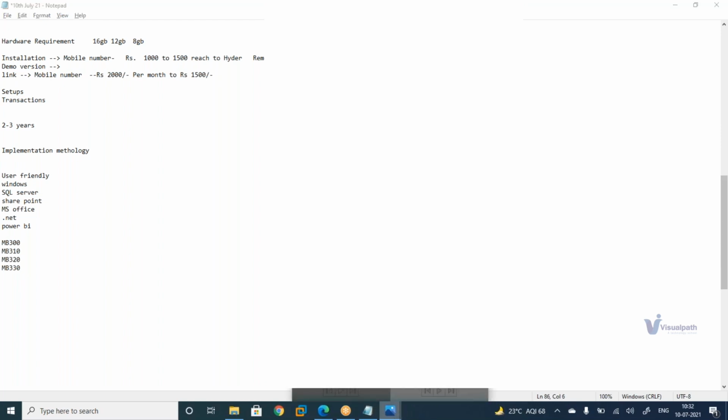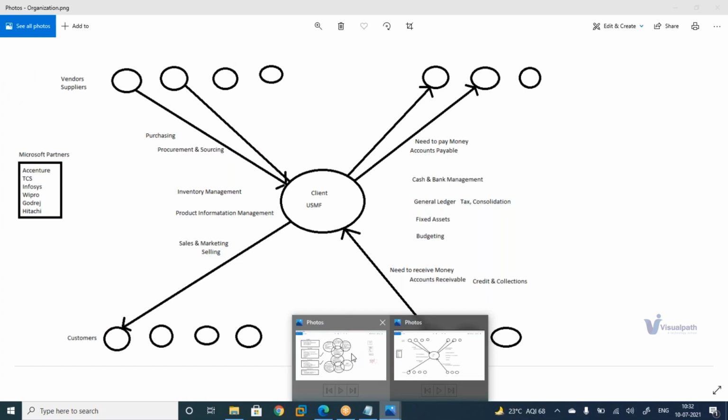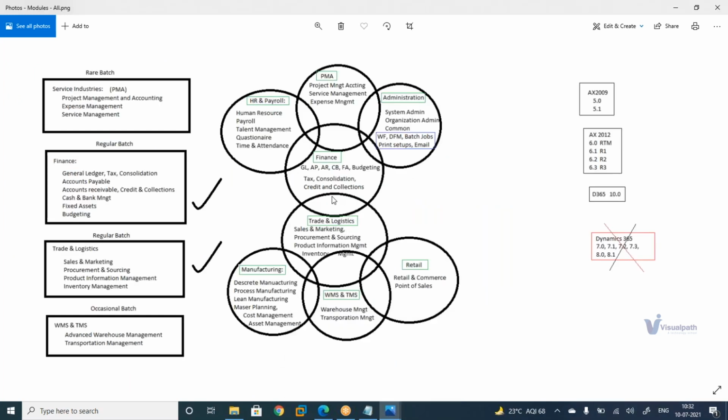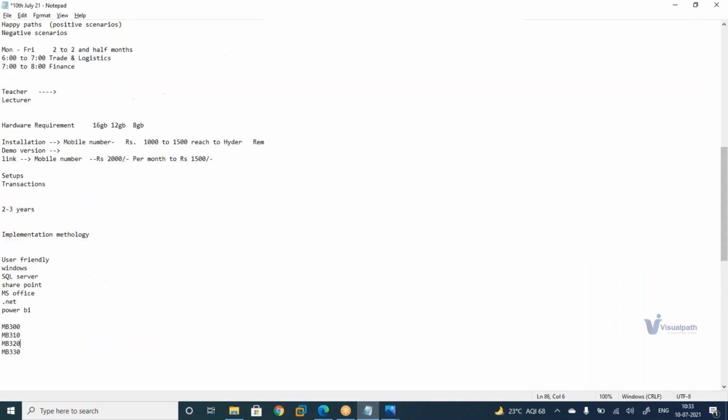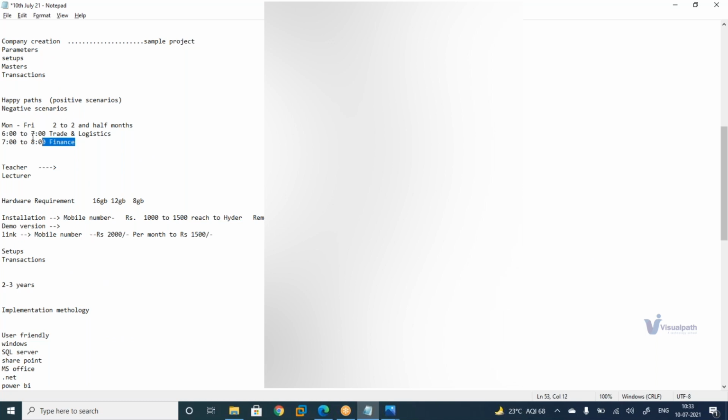The reason for the overlap is that sometimes I need to cover both batches. Some topics, the finance consultant should learn, and some topics the T&L consultant should learn in finance. So for around 7 to 8 days, I will combine both batches, 7 to 8 and 8 to 9. It will be continuous, 6 to 8, for 2 hours for around 7 to 8 days or 10 days. Okay, it will be covered.